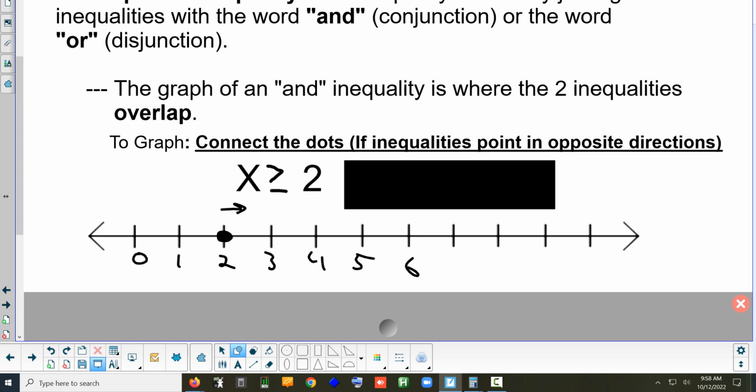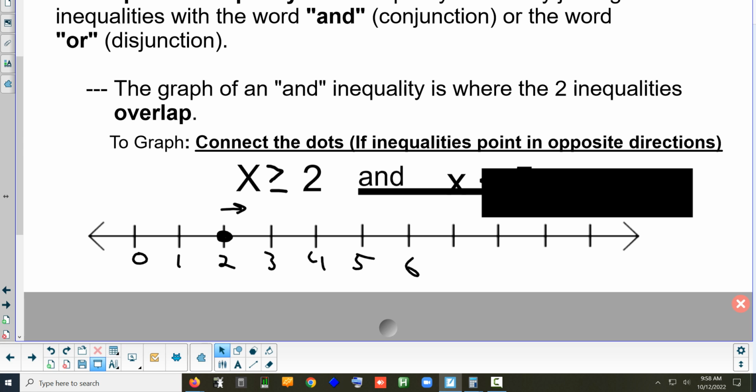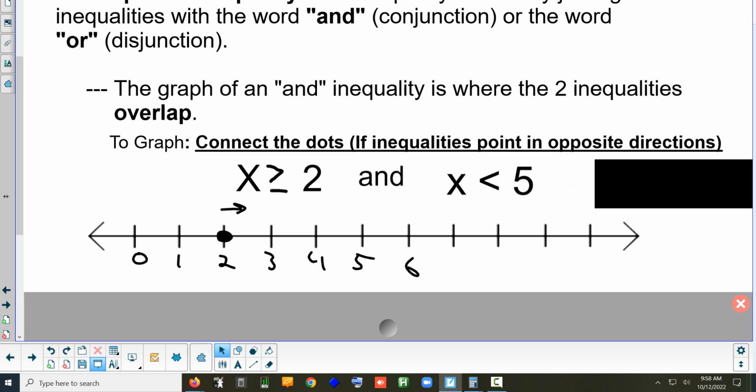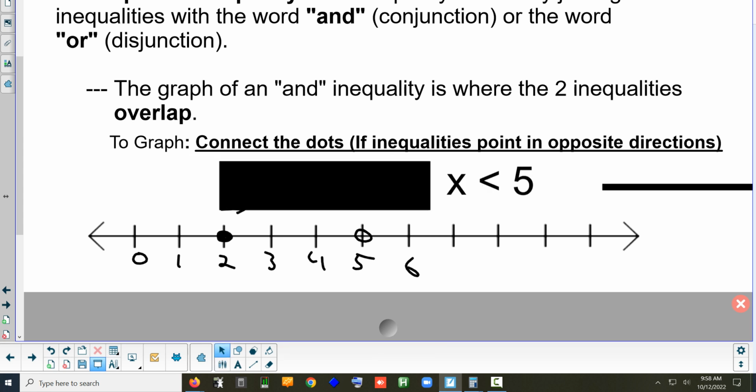and you would never stop. But the difference with an and is now you're going to stop. You're not going to just keep shading to the right forever. You're going to stop at a number. The number we're going to stop at is 5. So what kind of circle would we need on 5? An open circle. And if that was the only inequality you had, x is less than 5, which way would you shade? You would shade to the left. So just put a little arrow above telling me you would shade to the left.